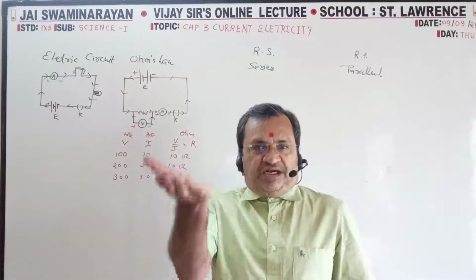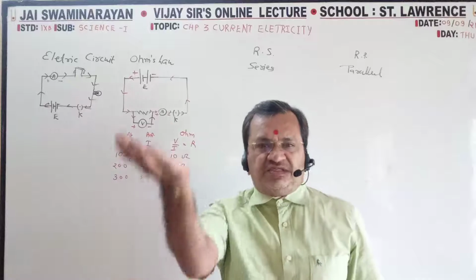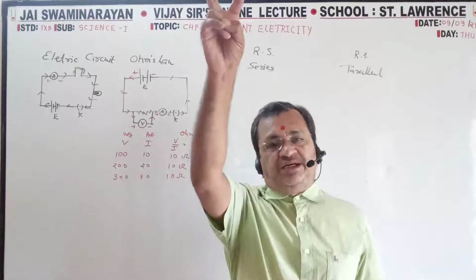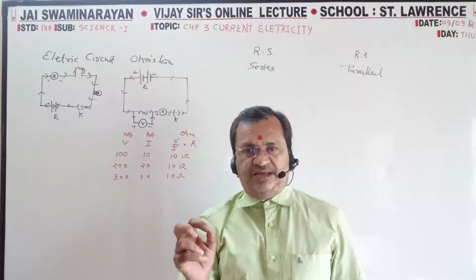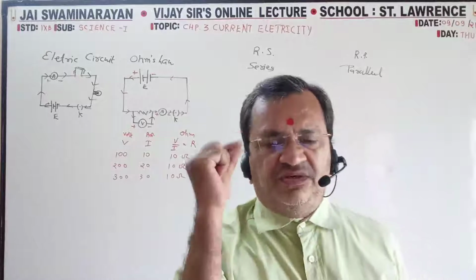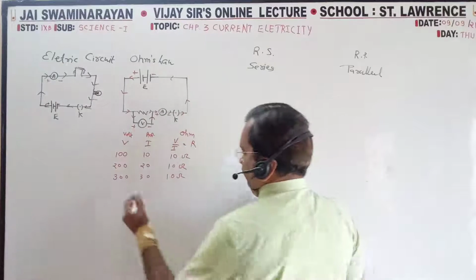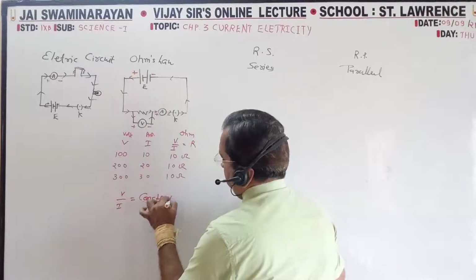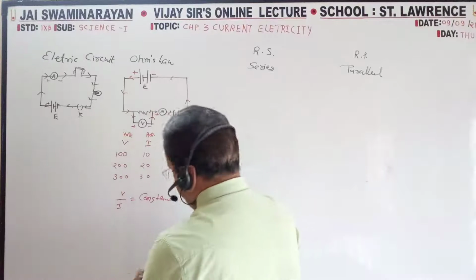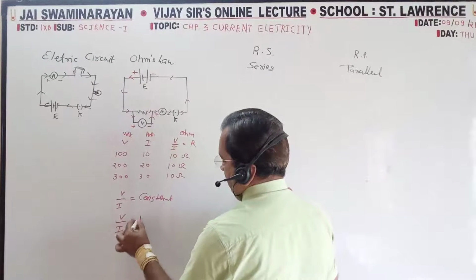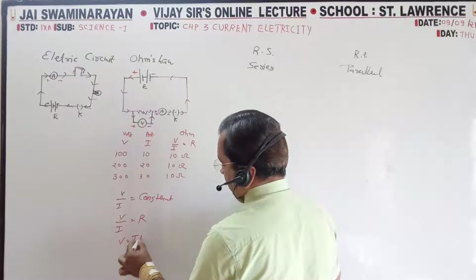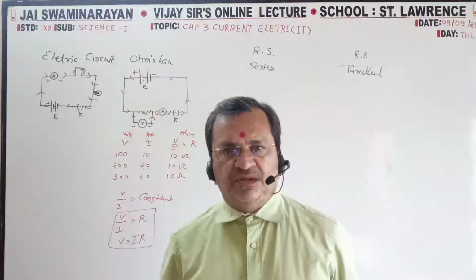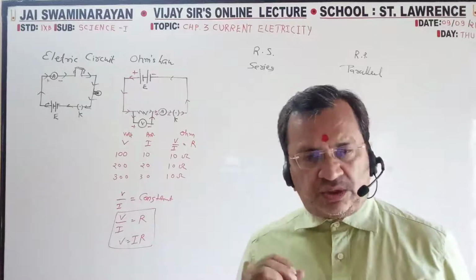So when you increase voltage, the potential difference increases, and the current also increases. Both will increase simultaneously, both will decrease simultaneously, and the ratio will always come constant. So V by I is constant, and that we denote by R. So V is equal to IR. Any formula you can use for the numericals. Ohm's law.